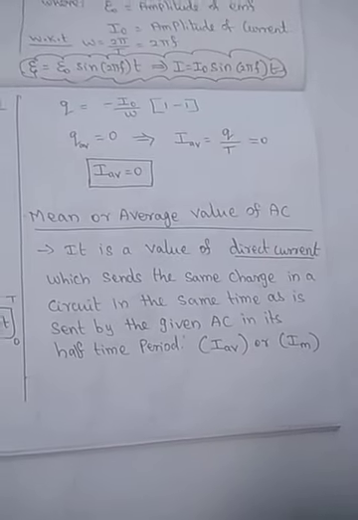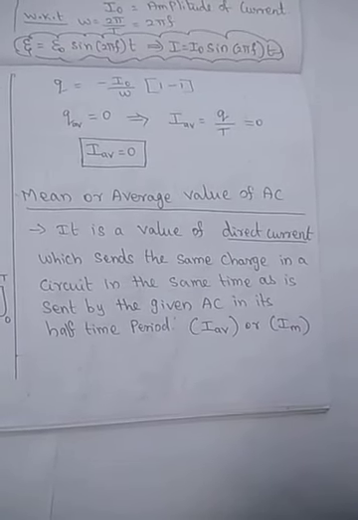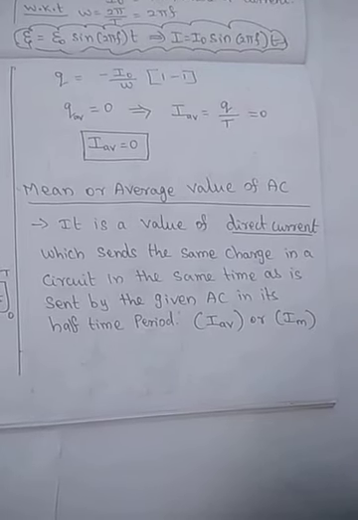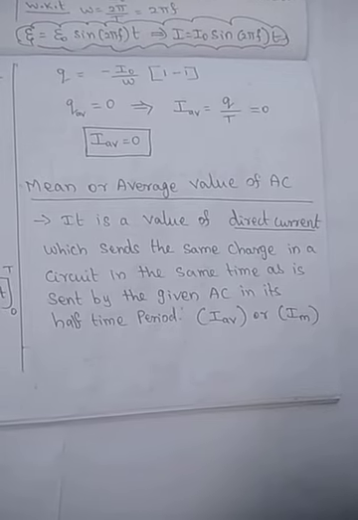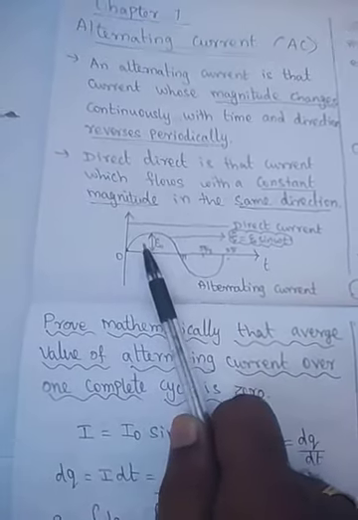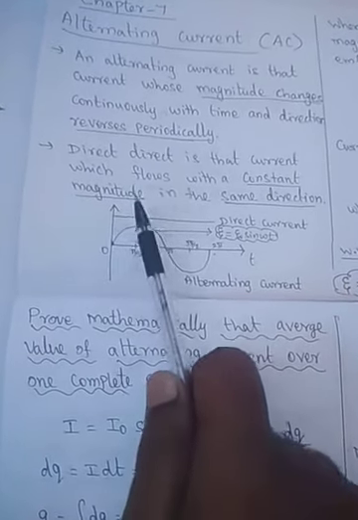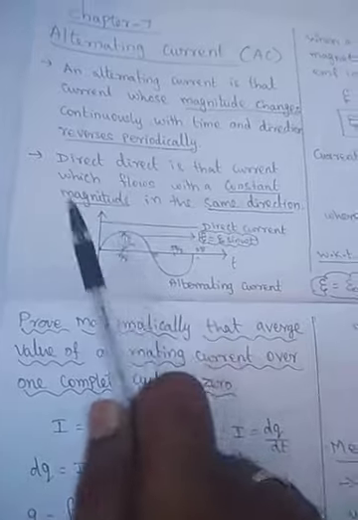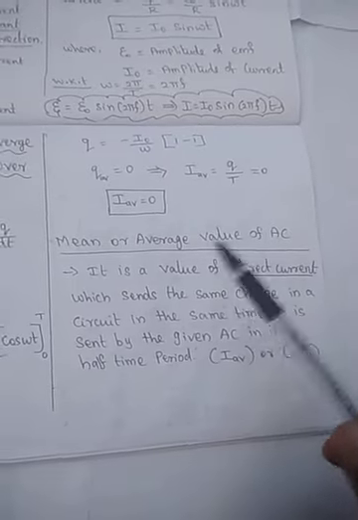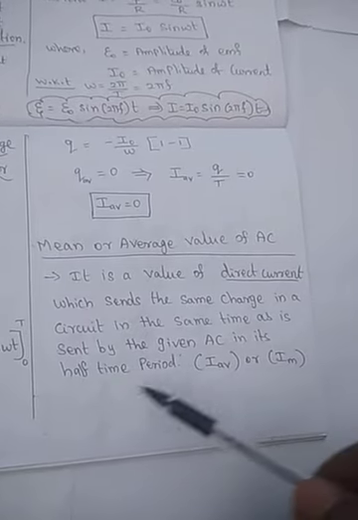So how are we going to calculate the mean average value? Very simple. It is the value of the direct current which sends the same charge in a circuit in the same time as sent by the given alternating current in its half time period. That means for a half time period of the alternating current, how much charge is flowing? The same amount of charge is given by the direct current if it flows for the same time. So that is the definition given.